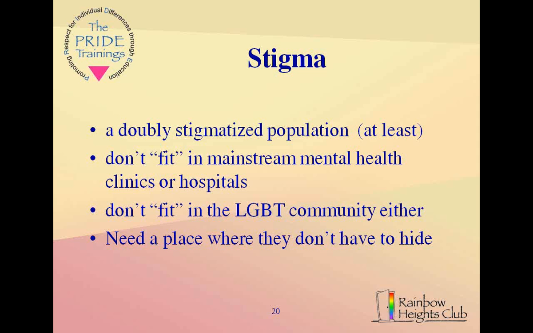So often LGBT people in mainstream mental health settings are going to try to hide their LGBT status. And often in the LGBT community, people are going to try to hide their mental health status. And that's very painful because I think the only way that we can heal and recover as human beings is just to be able to own the entirety of our human experience and be able to express it to each other. So people need places where they don't have to hide. Rainbow Heights Club was designed to be a place like that. I hope that the offices of the care providers on the call today are going to be like that. I hope the families of everybody else are going to be places like that.